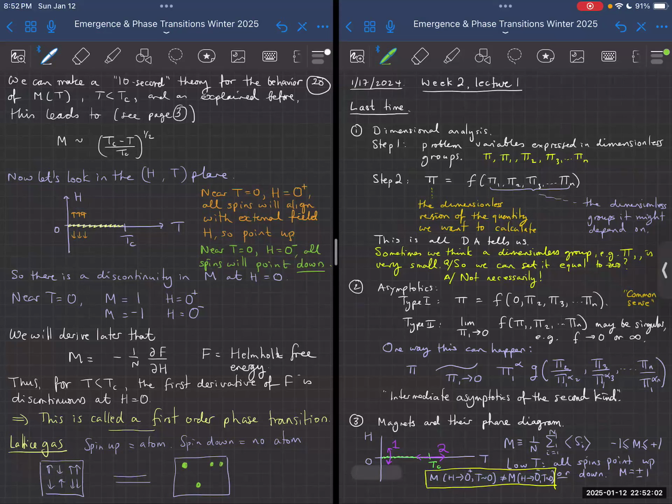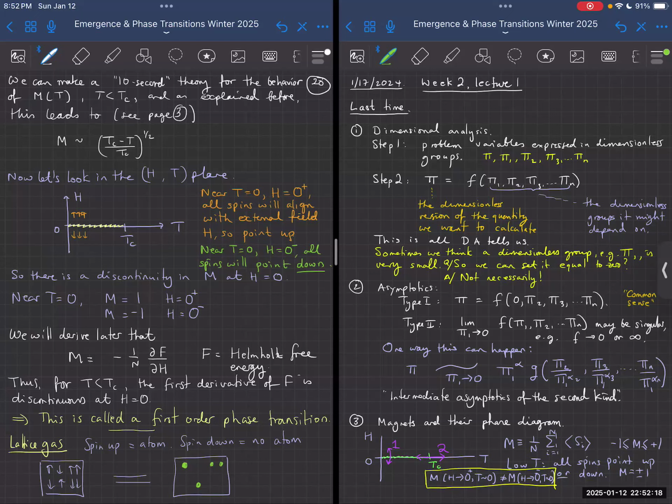Now, last time we didn't just talk about the phase diagram of a magnet and of a liquid and gas. We talked a lot about dimensional analysis and about scaling, because that's what we're trying to understand in this part of the course. So let me just remind you what we did.